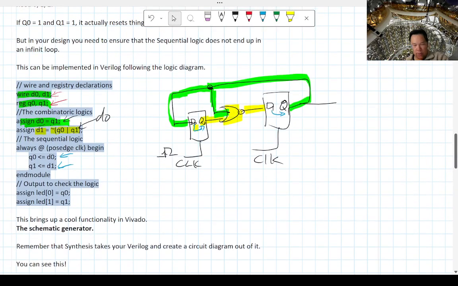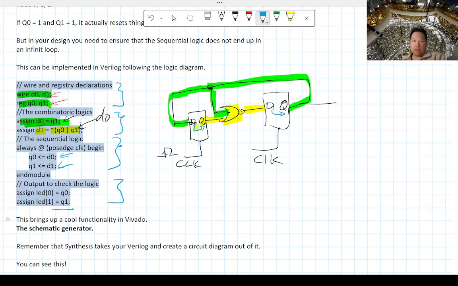And I want you guys to write your Verilog code like this, because it breaks up into some declaration, some combinatoric logic, some sequential logic. And then we're going to output Q0 and Q1 to LED just to make sure that one of them blinks 3 times faster than the other. This makes it easy for humans to understand it.